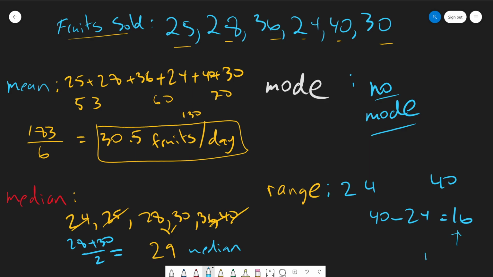All right. So these are a couple of examples on how to find a median, a mode, a range, and the other one that I forgot to say.